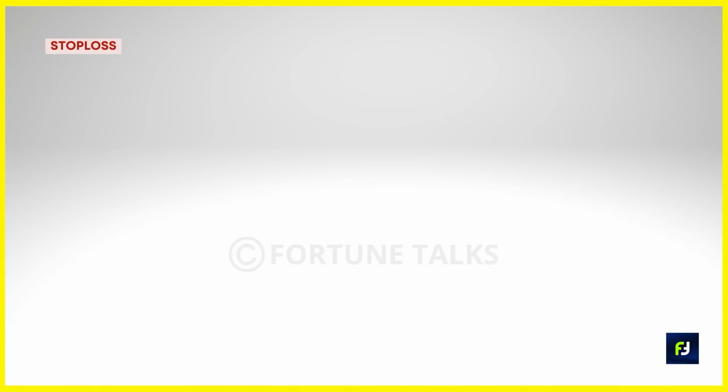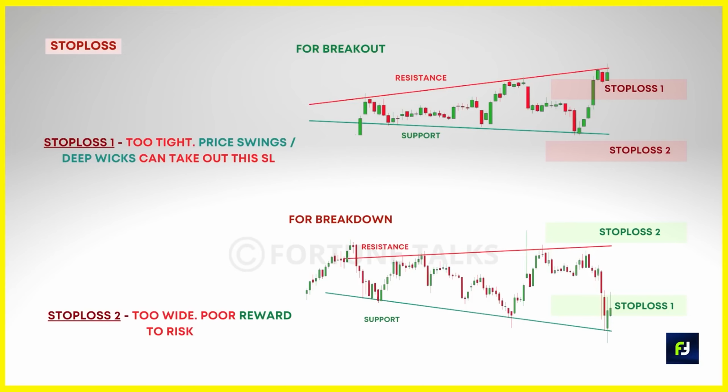Now talking about stop losses, placing stop losses for this pattern is actually a hard task. If you were to go by the general idea of placing the stop loss, it can be set below the top resistance line or below the lower support line in case of a bullish breakout, and on the other hand, a stop loss could be placed above the lower support line or above the upper trend line resistance for a bearish breakdown. But think about it.